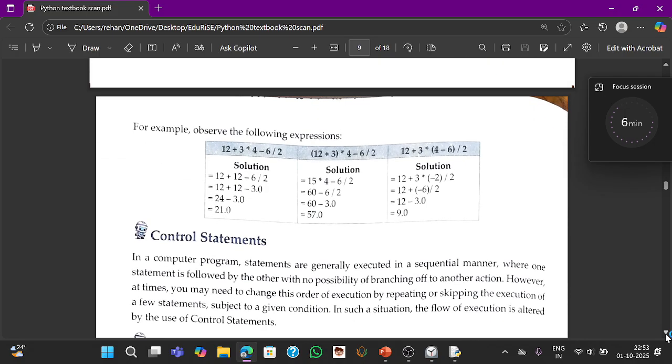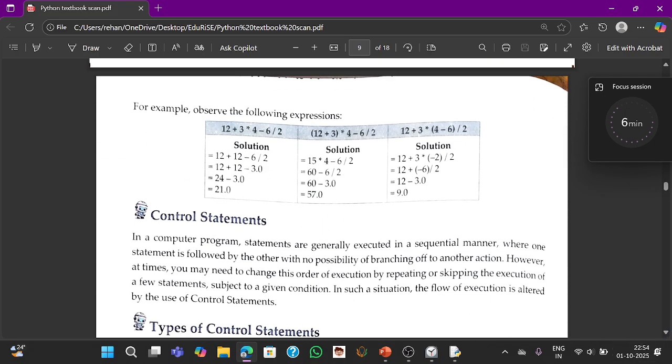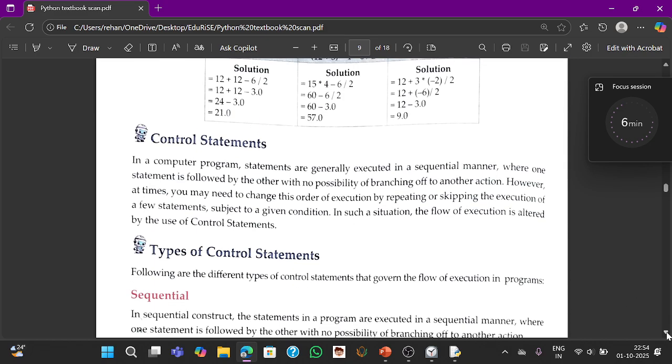Next, for example, we have some questions given here for precedence. If you are getting some expression, let's say 12 plus 3 into 4 minus 6 divided by 2, how are you going to solve this? You will go with division first, then multiplication, then addition and subtraction. Likewise, in Python programming, the same thing. You will have parentheses, then exponential, and so on and so forth.